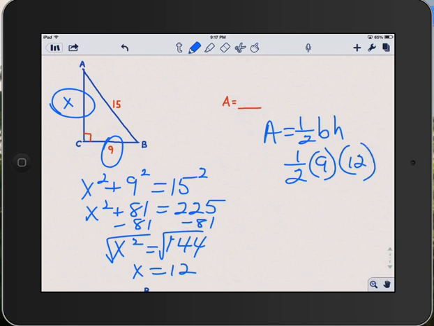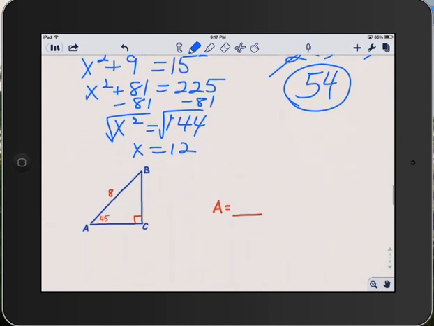Now you can say 9 times 12, or you can say 2 goes into 12 6 times. Either way, it's the same thing. In this case, 9 times 6, 54 is the area, or 1/2 of 108 if you had multiplied 9 times 12. In any case, 54 is your answer.